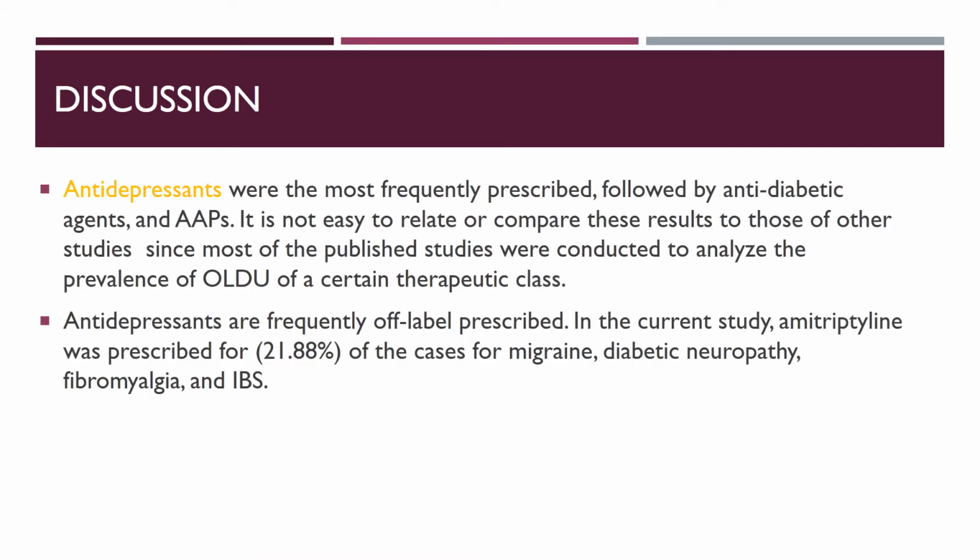Going over the discussion, antidepressants were the most frequently prescribed, followed by antidiabetic agents and antipsychotics. It's not easy to compare these results to those of other studies, since most of the published studies were conducted to analyze the prevalence of a certain therapeutic class, not to get an overall picture of all of these off-label medications. Antidepressants are frequently prescribed off-label. In the current study, amitriptyline was prescribed for 21% of the cases for migraine, diabetic nephropathy, fibromyalgia, and IBS.